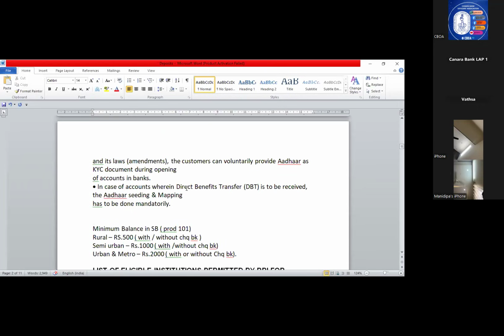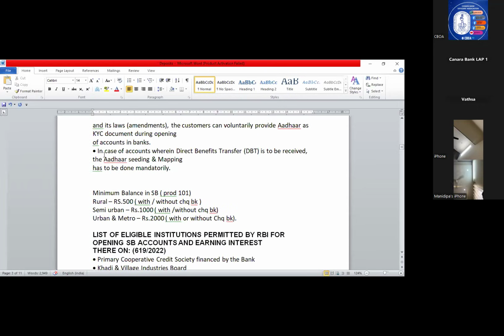In case of accounts wherein direct benefit transfers are to be received, the Aadhaar seeding and mapping has to be done mandatorily. Okay, this I'll put in the dark.